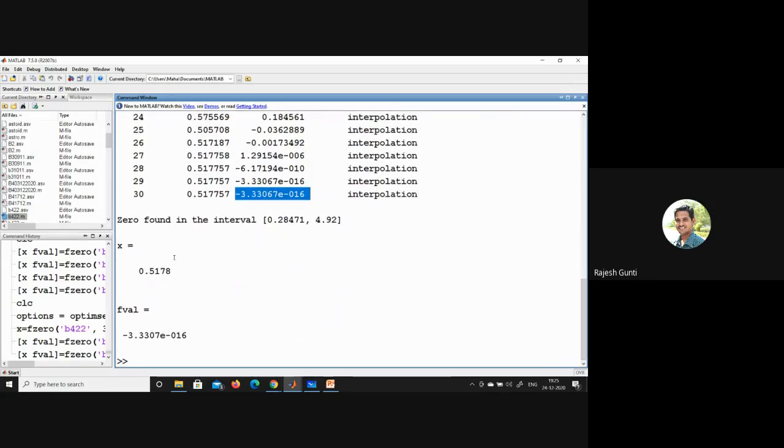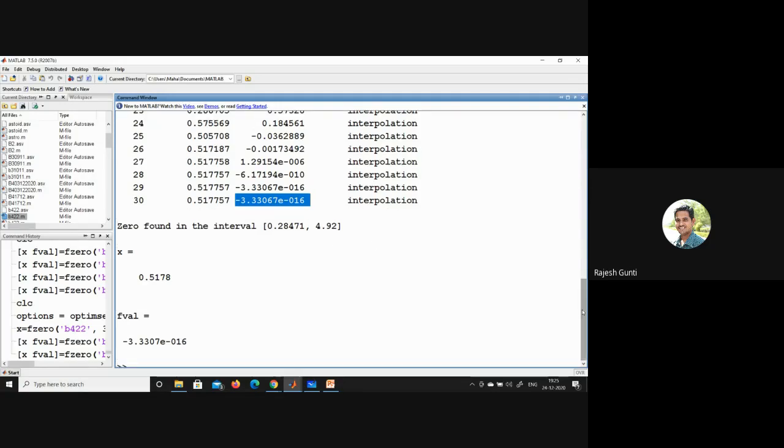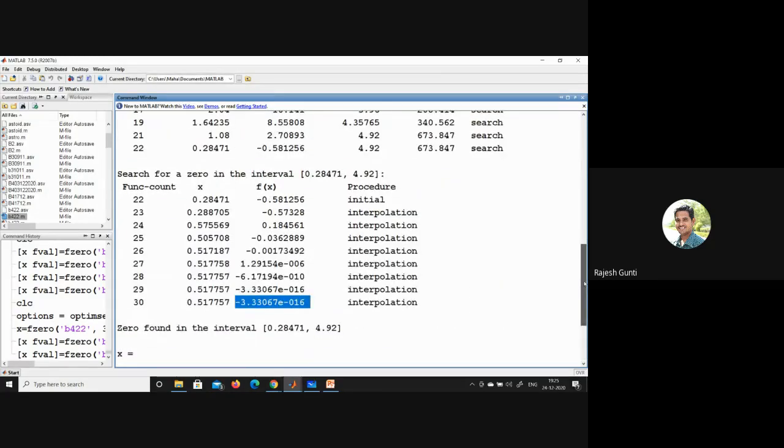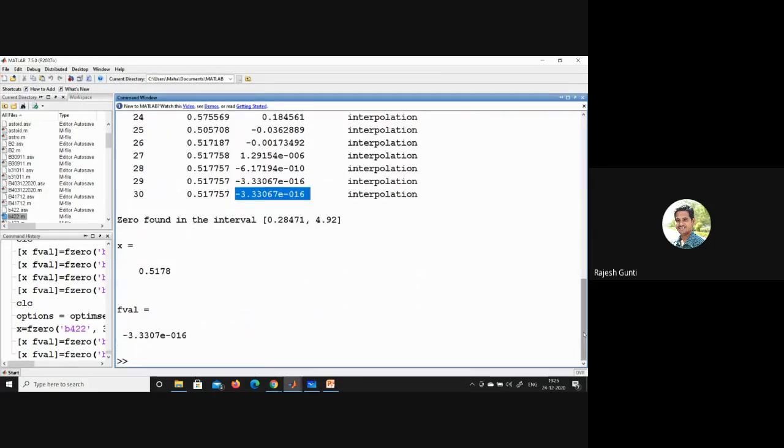So 0.5178, up to 4 decimals, is displayed as the function value. For example, what will happen if you give a root for a list of points? Suppose you give a list of these three intervals, if you root to 3, for example, what will happen?